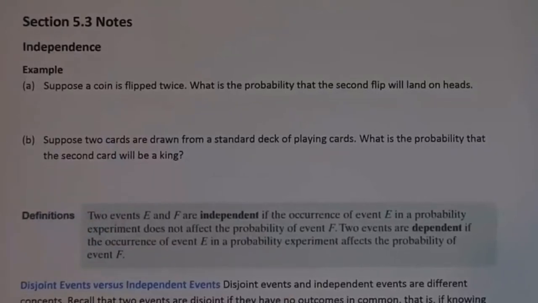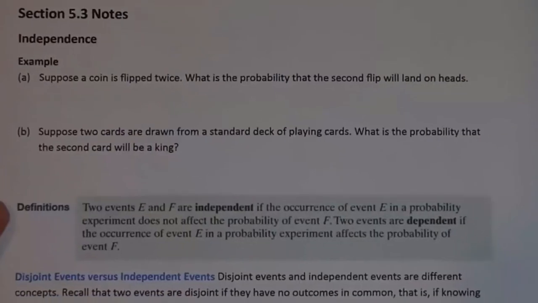So in section 5.3 and section 5.4, we're going to be dealing with a multiplication rule instead of an addition rule. So we've talked about addition rules, now multiplication rules. The difference between section 5.3 and 5.4 is going to be whether or not we have events that are independent versus dependent. So the first thing that we have to do is talk about what it means for two events to be independent from each other.